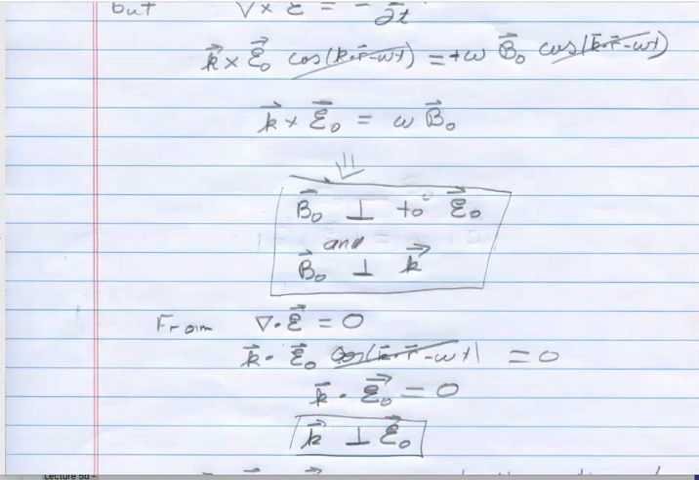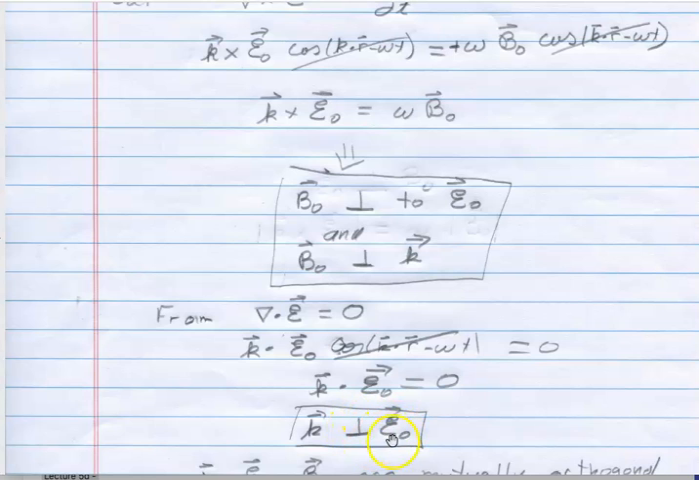and so both k and E naught are perpendicular. And I could also have del dot B equal to 0 and do the same thing. So the k vector is perpendicular to B naught as well.